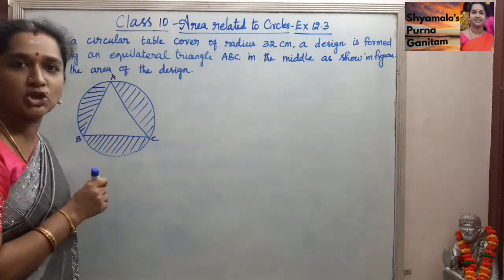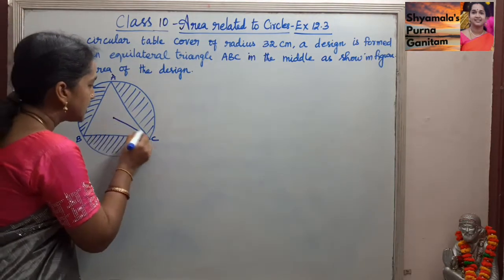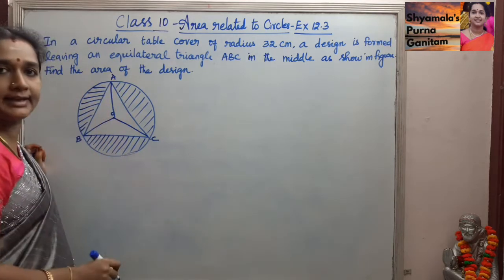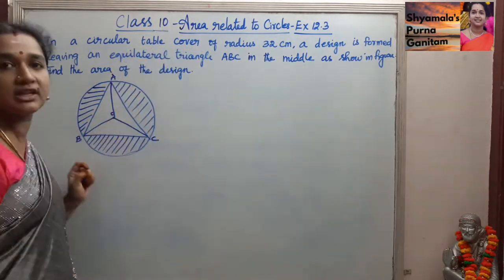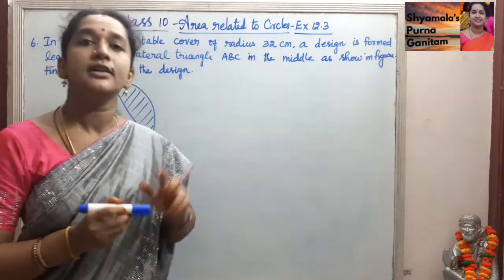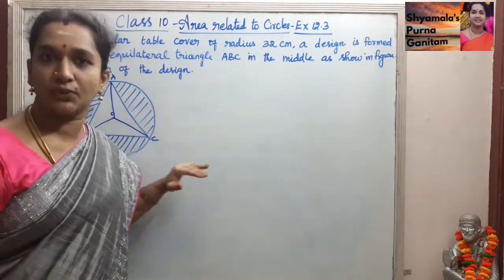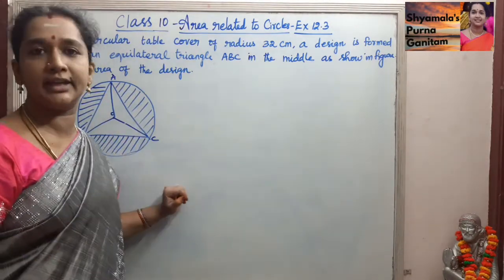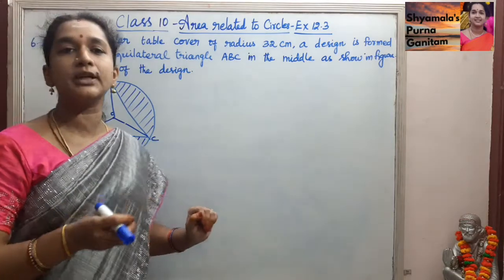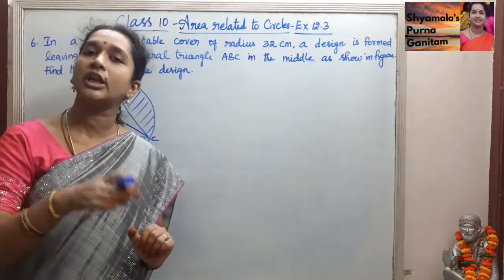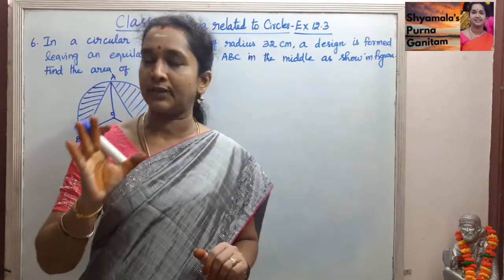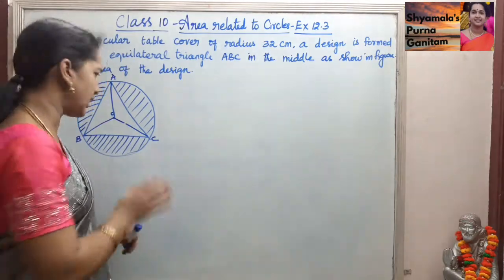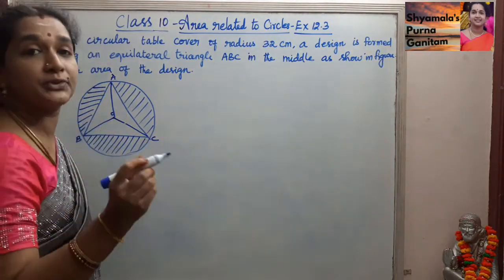So for that the information given is the radius. We will take this as the center, and all these are the radius. The length of the radius is given as 32 centimeter. So how we are going to find this sum is, first we will find the area of the circle minus the area of the equilateral triangle, and we will get the area of the remaining design. For finding the area of the equilateral triangle, the formula is root 3 by 4 a square, where a is the length of the side. That length of the side is not given, so first we need to find that. The beginning will be the area of the circle.